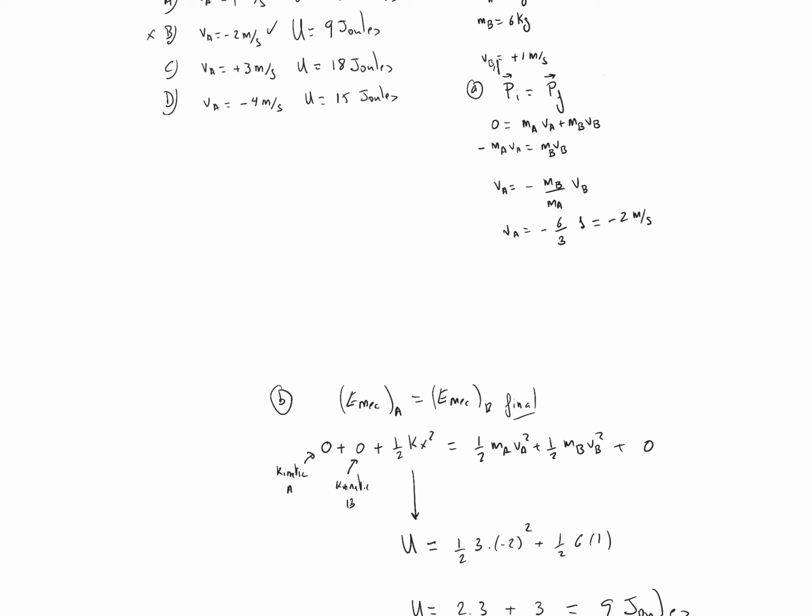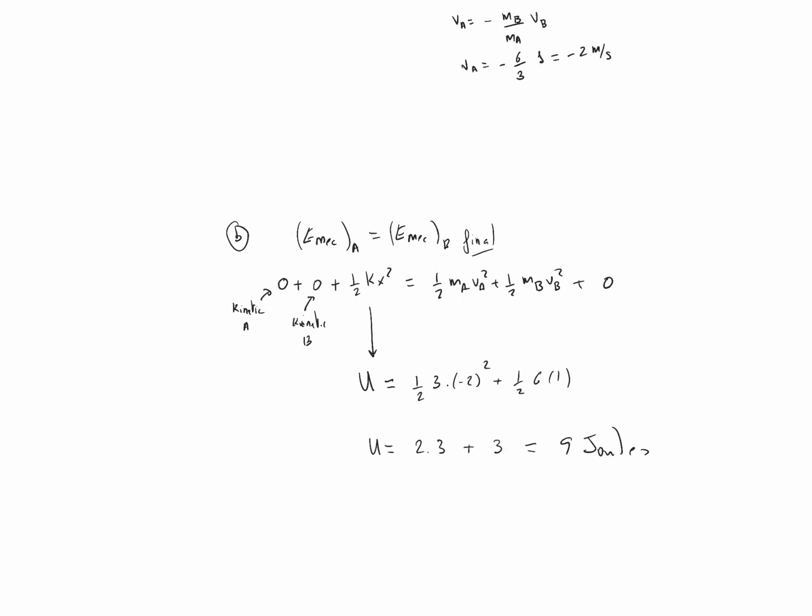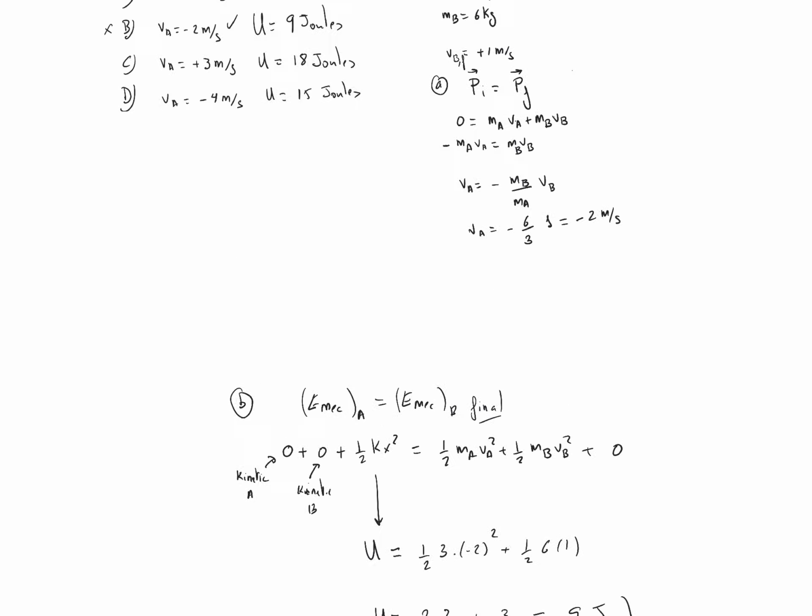So you have converted potential energy of the spring into kinetic energy of the two masses. So the potential energy is 1/2 the mass times the velocity squared plus 1/2 the mass 6 times the velocity squared. If you make numbers, this will be 9 joules, so the correct answer will be B.